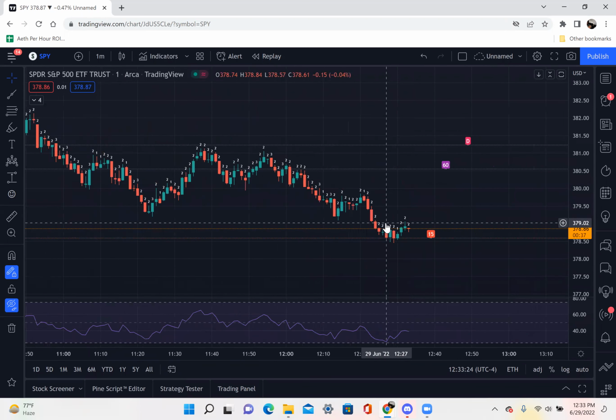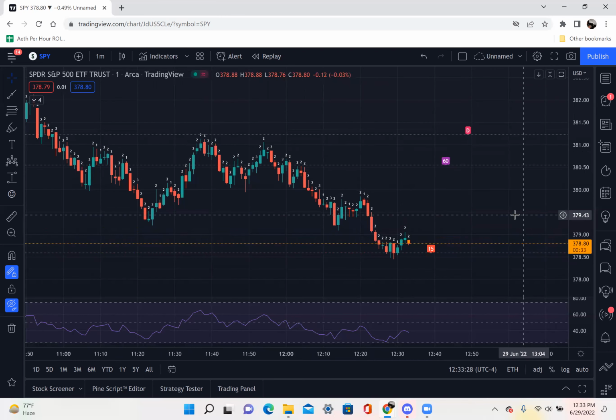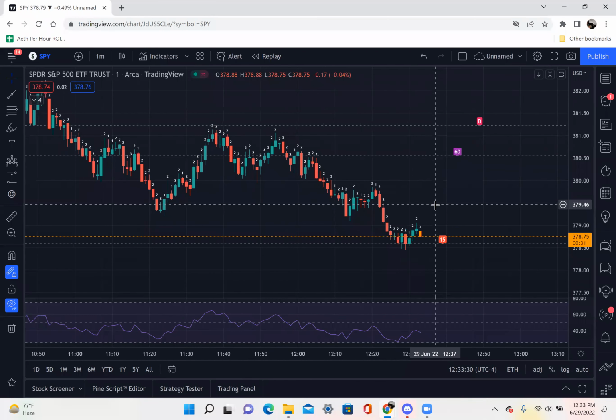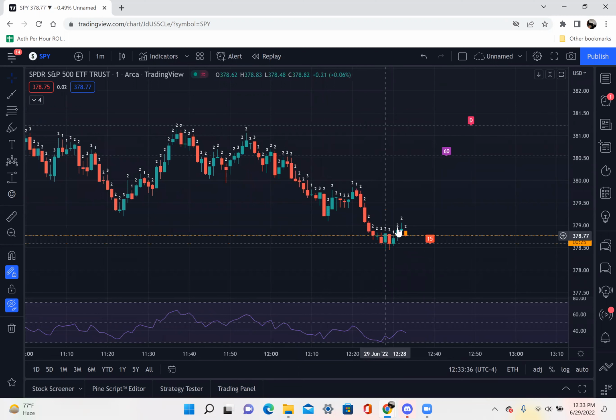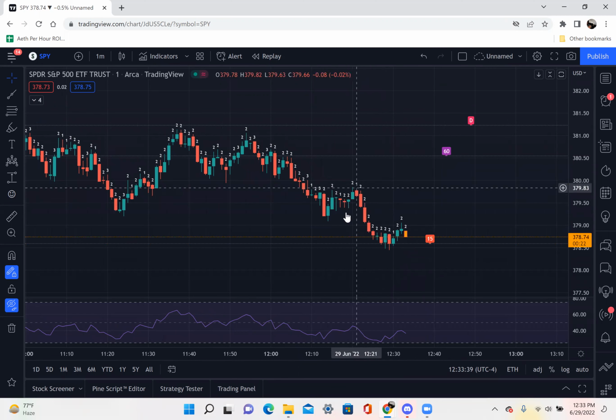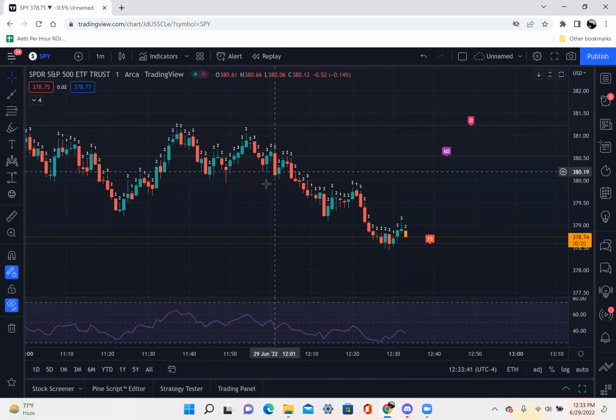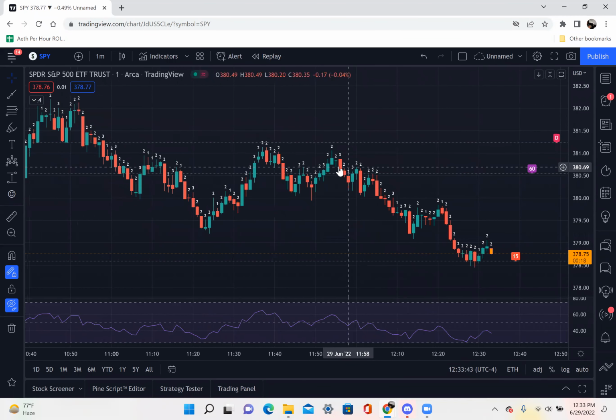But trust me, that was the first strat setup I chose, 2-1-2, and I don't understand why. Maybe it's the numbers or something like that that got me to do that. All right, I'm trying to find a 2-1-2 continuation. This right here is going to be a 2-1-2 reversal. 2-1-2 reversal. That's why I stick with reversals.